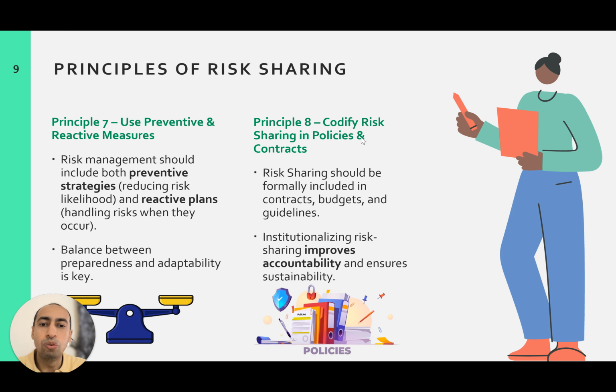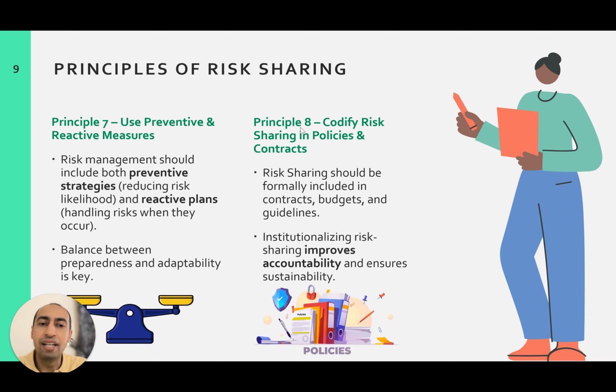Then we will go to Principle 8, codify risk sharing in policies and contracts. Here we can see that risk sharing should be formally included in contracts, budget, and guidelines. Institutionalizing risk sharing improves accountability and ensures sustainability. So what does that mean? Let's start with the first bullet point. Risk sharing should not be only a conversation.